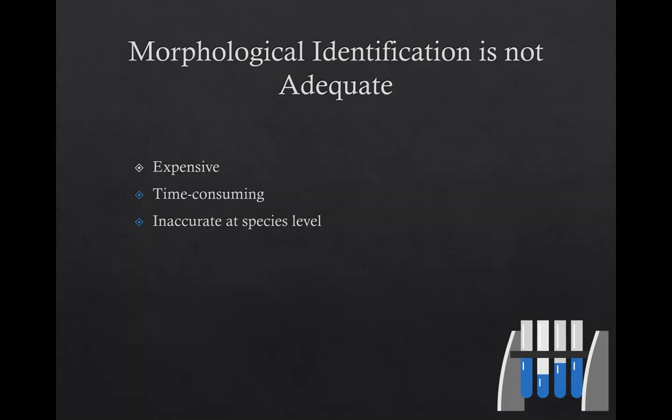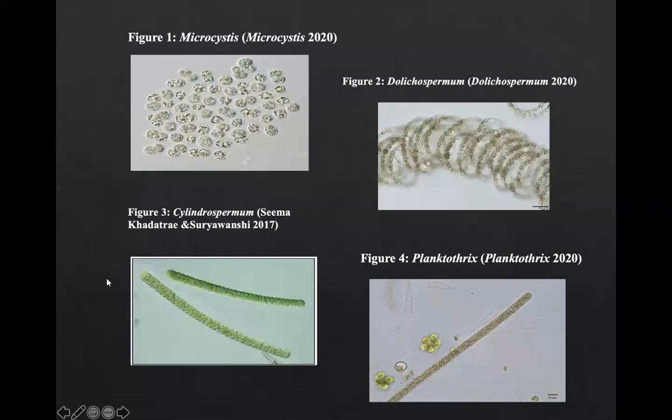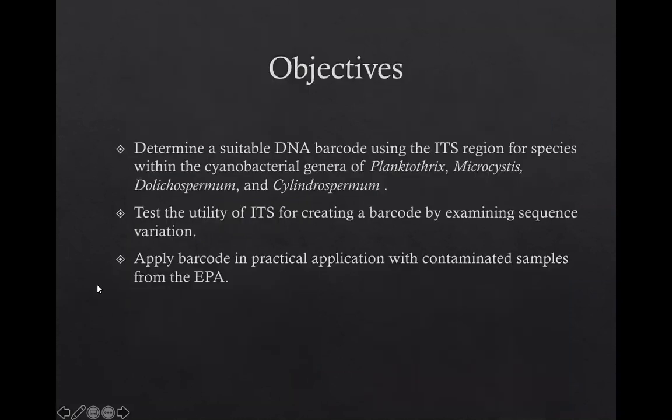So a good way of deciphering these similar species is DNA barcoding, since each of these species will have their own unique DNA barcodes. The particular species we'll be looking at are species that have high levels of toxic algal blooms in freshwater. These species include Microcystis, Cylindrospermum, Dockilospermum, and Planktothrix. And we'll be looking at these for our research.